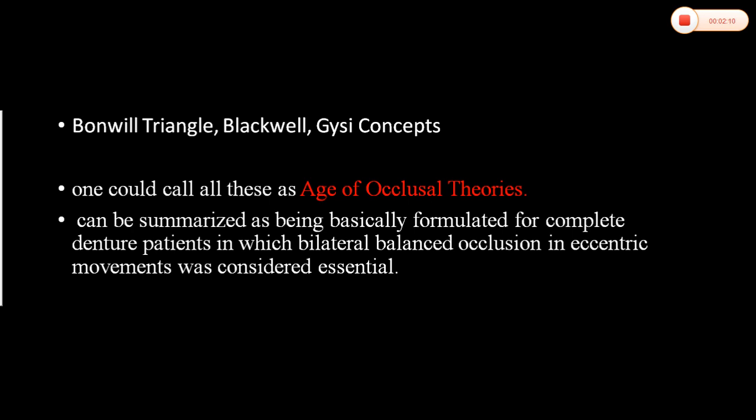These can be summarized as being basically formulated for the complete denture patient, in which bilateral balanced occlusion in eccentric movements was considered essential. So you remember, in the complete denture patient, bilateral balanced occlusion is considered essential. In this theory we are dealing with occlusion in the complete denture patient, and we have to give bilateral balanced occlusion.